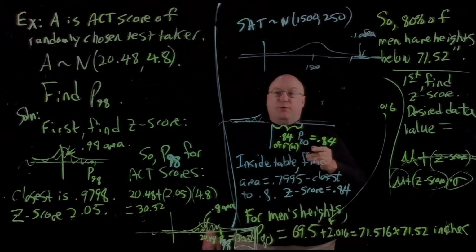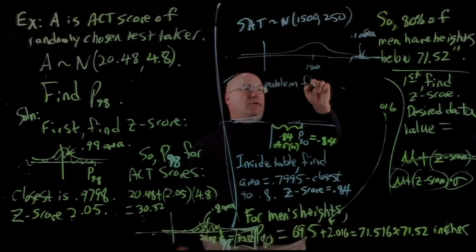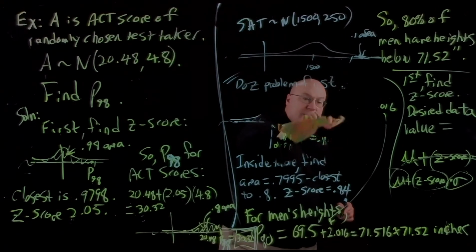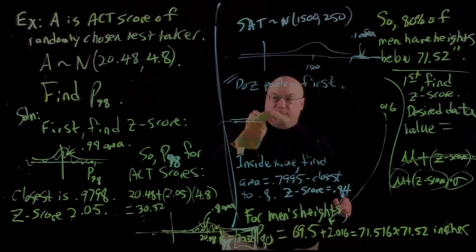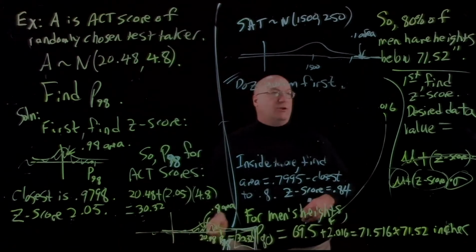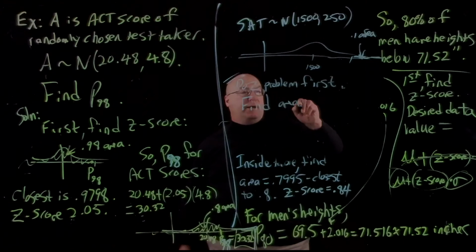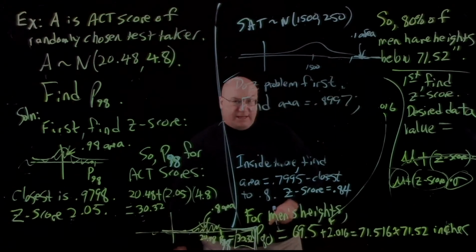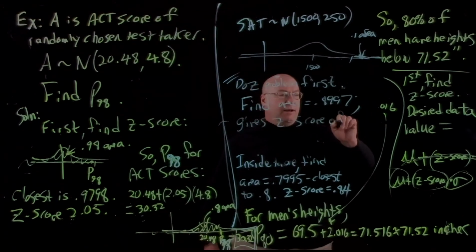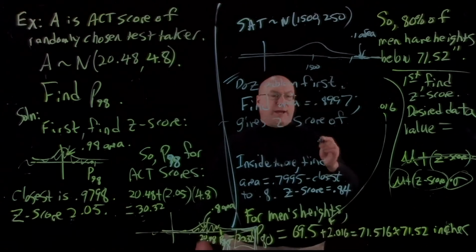Okay, so what do we do? We find the Z-score, do the Z problem first. If I want area to the right to be 0.1, I truly hope you paused me and figured this one out, and I'm just going to zip through it here real fast. I want area to the left to be 0.9. What I can find is area equal to 0.8997. That's the closest I can get, and it gives a Z-score of 1.28.